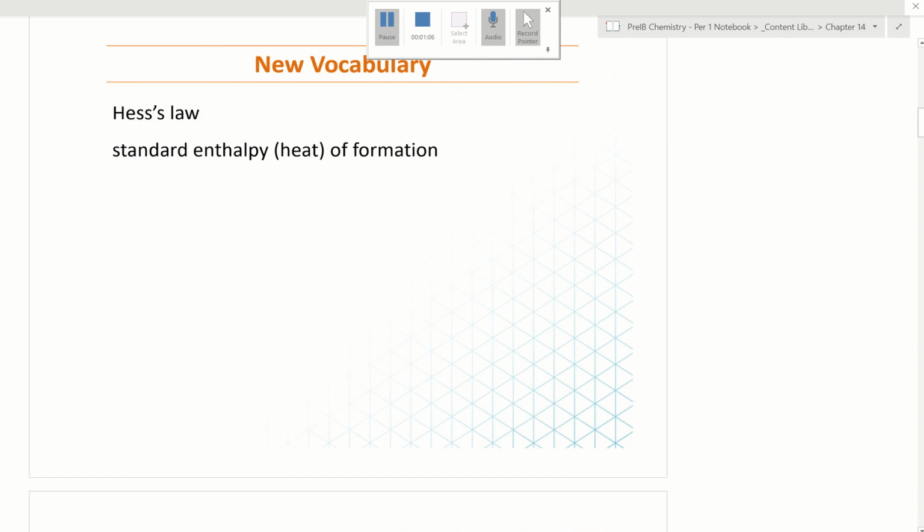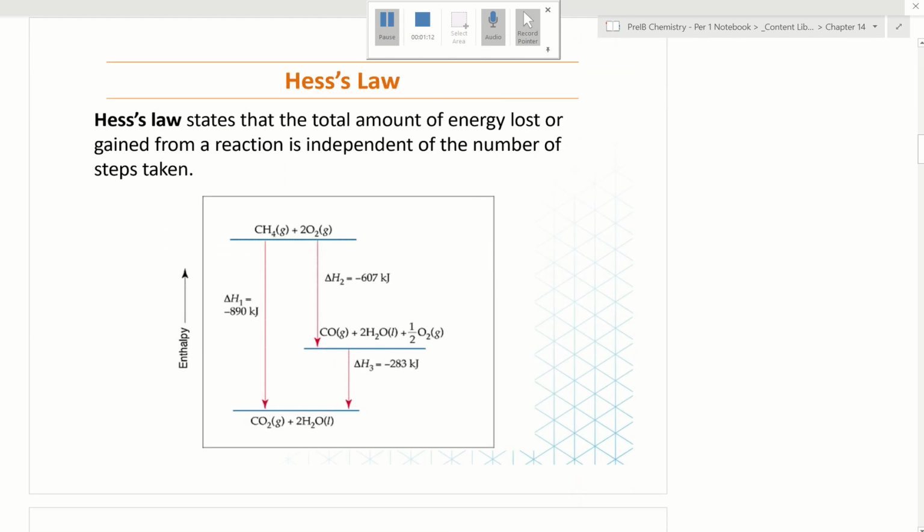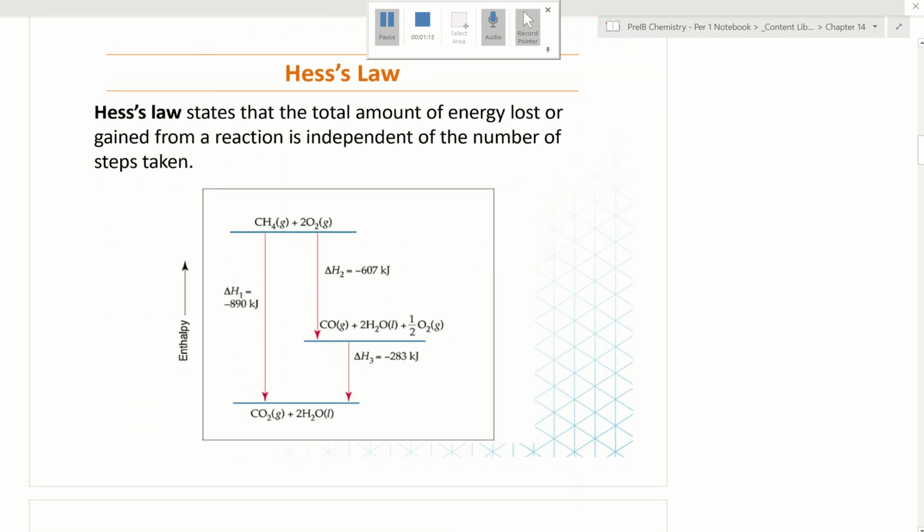So here's your two new vocab, Hess's Law and standard enthalpy of formation, and we'll get to each one of those individually. Hess's Law is pretty simple. It just states that the total amount of energy lost or gained in a reaction is independent of the number of steps taken to get from beginning to end.